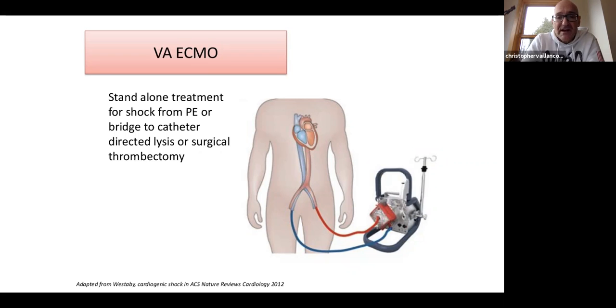You call an ECMO code, the team comes, you do the two cut downs, you put the tubes in, and then you've got time to think, okay, what do I need to do? Can I send them now to IR? Can I give them systemic thrombolysis? Or is the patient best served with a surgical embolectomy?